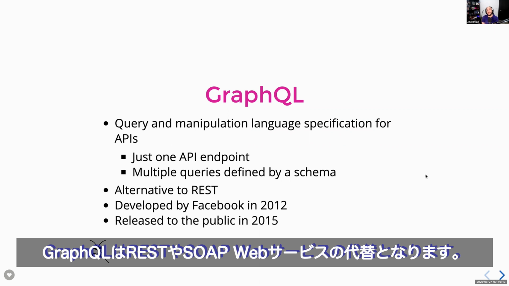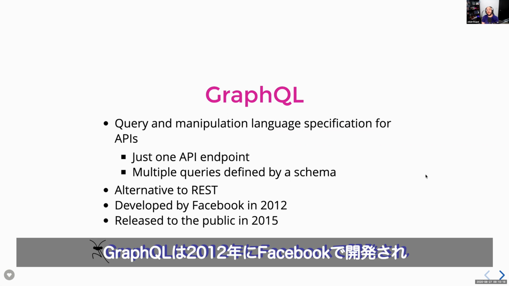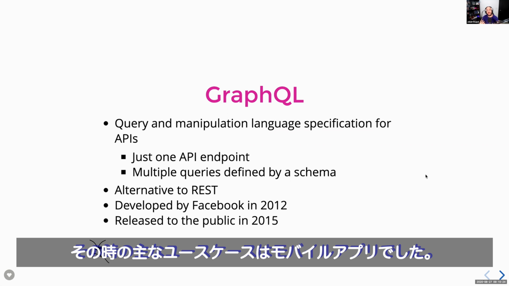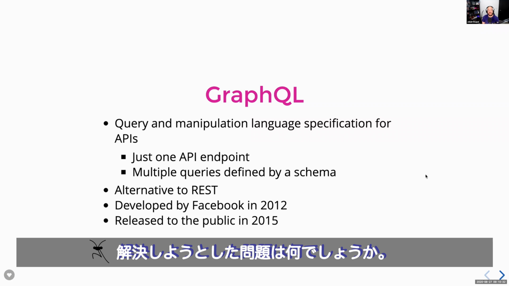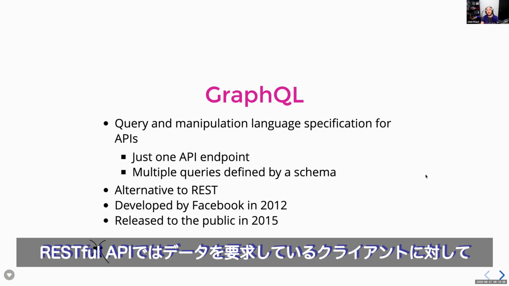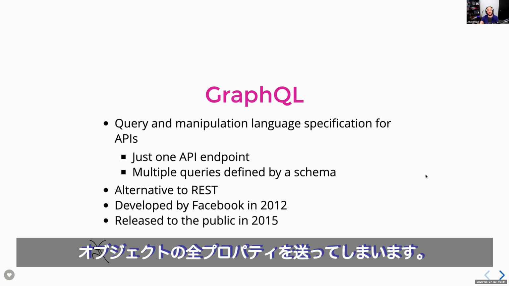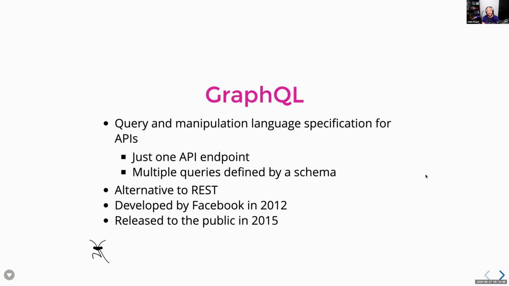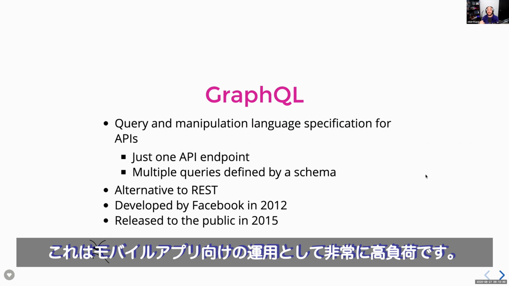GraphQL is an alternative to REST APIs and to SOAP web services. It was created by Facebook in 2012, and the main use case was to create an API technology for mobile applications. The problem was that with regular REST APIs, when you are serving data, you are sending all of the information, or pretty much all of the properties of an object, to the client that is requesting that data. So that is an expensive operation if you are doing it through a mobile application.